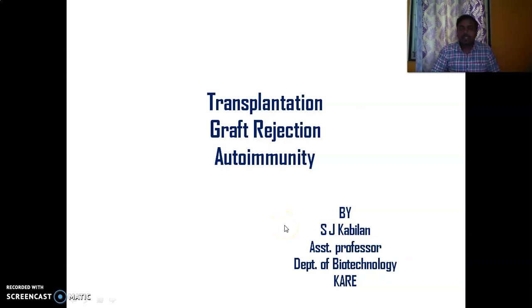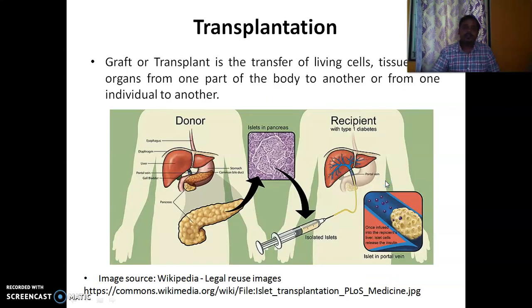Welcome everyone. In this video, we are going to talk about three important topics related to immunity, that is transplantation, graft rejection and autoimmunity. First, we will see what is the transplantation process. During the transplantation process, we will transfer living cells, tissues and organs from one part of the body to another part of the body or from one individual to another individual. This process we call transplantation.